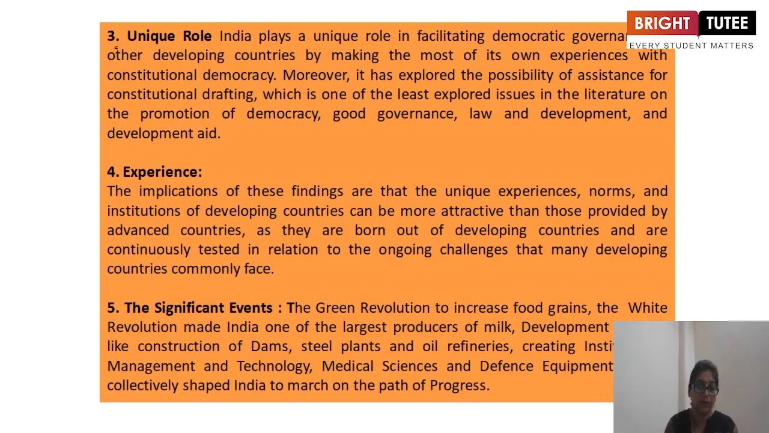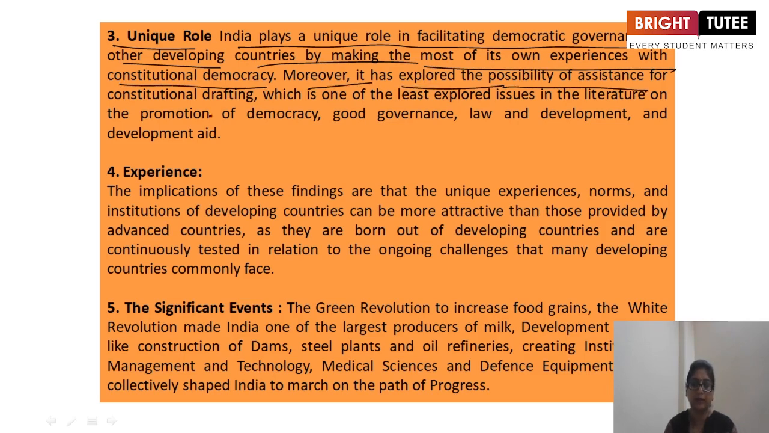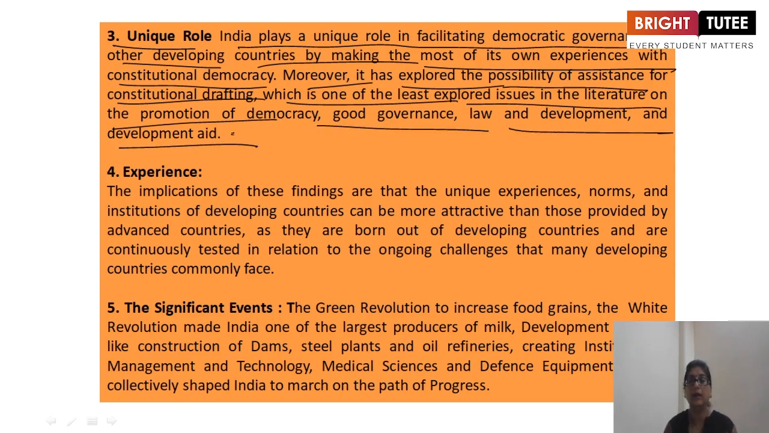Now, India plays a unique role as well. How? It plays a unique role in facilitating democratic governance in other developing countries by making the most of its experiences with constitutional democracy. Moreover, it has explored the possibility of assistance for constitutional drafting, which is one of the least explored issues in the literature on the promotion of democracy and good governance, law and development aid.